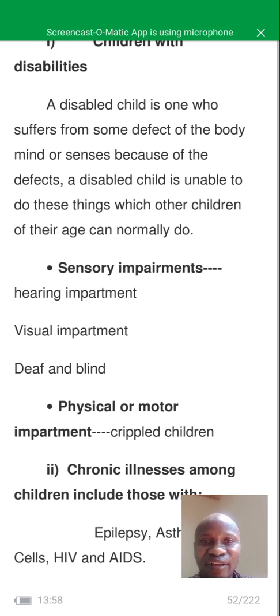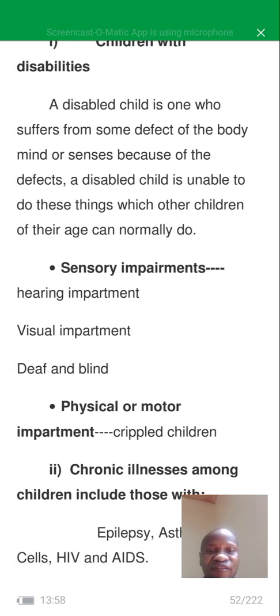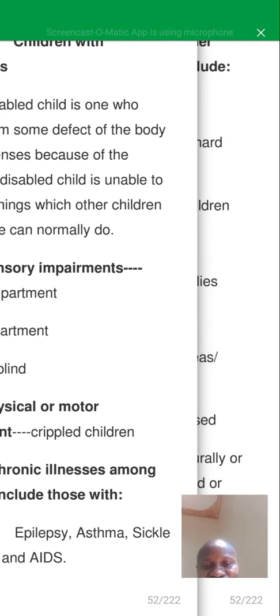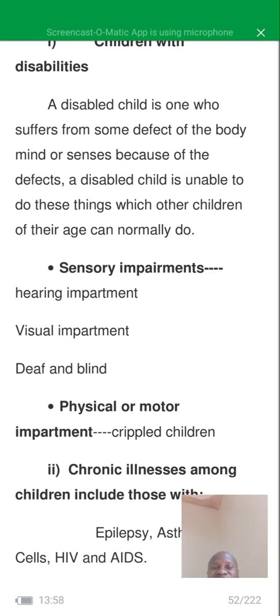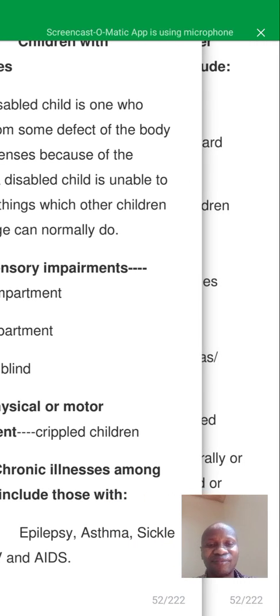Then we have another category of impairment which they call chronic illnesses among children. This includes children with epilepsy, asthma, sickle cells, HIV and AIDS. I think you know what epilepsy is, yeah? In Uganda they call it a symbol. You know that with asthma, these children have difficulties in breathing, their respiratory system has been damaged, and then they have some attacks, and they can do what? They cannot breathe very well.